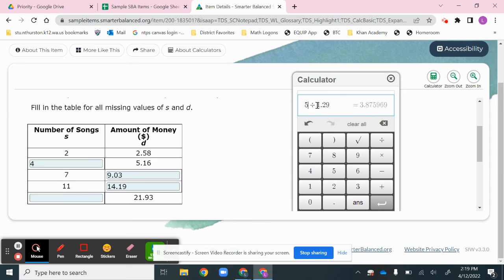Okay. And here, I'm just going to be lazy so I don't have to type that. We're going to divide $21.93. Ooh, does anybody have a guess what this might be? 17. Okay, so 17. And that's how we do that one. More on it later. Bye.